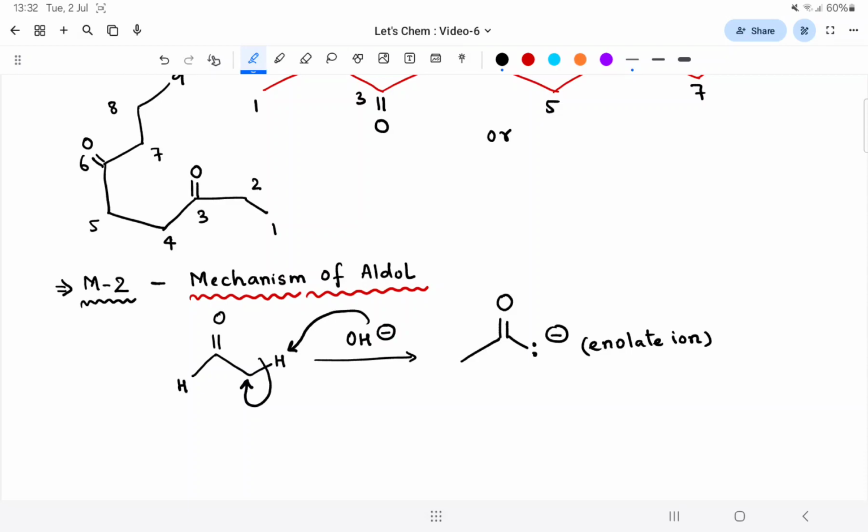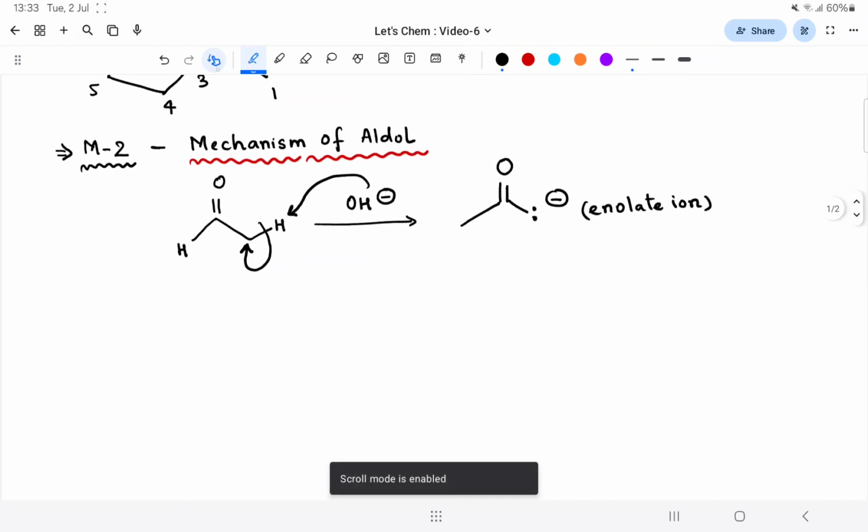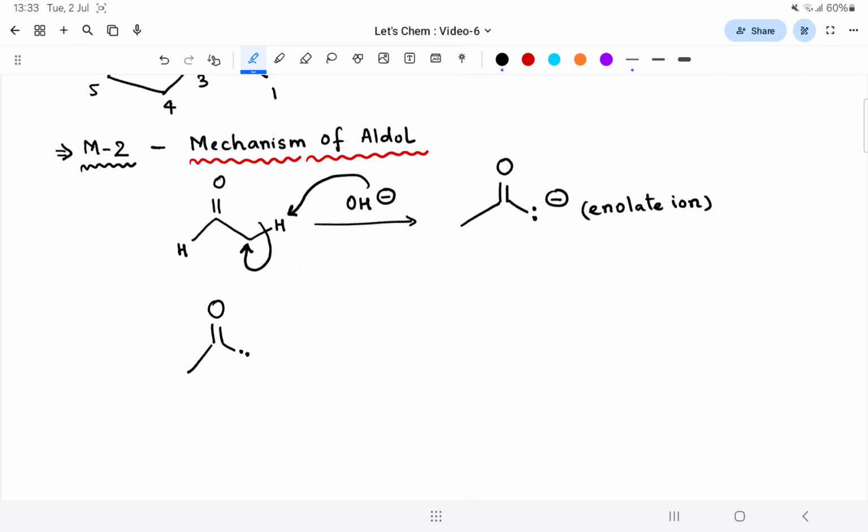Okay, now what happens to this enolate ion is, we have this enolate ion. I'll show you the second step here. This enolate ion that we are having reacts with another mole of the same reactant. What I'm saying is, this reacts with another mole of the same reactant.